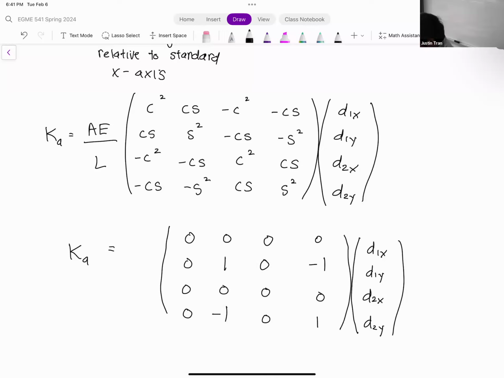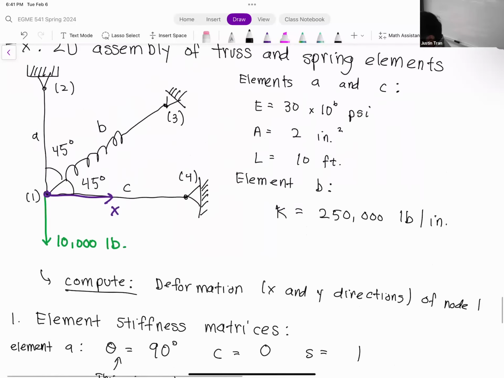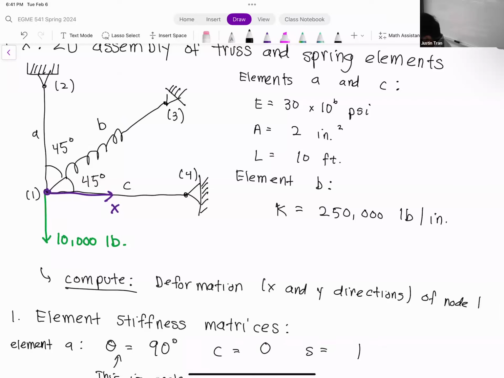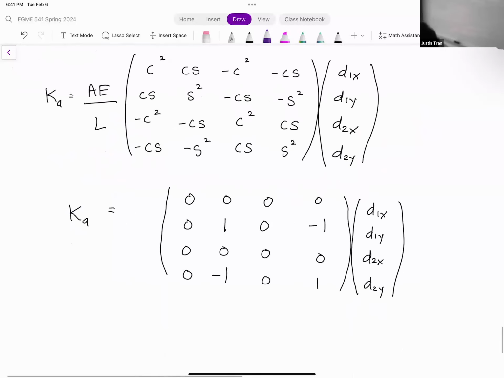A couple things before we wrap it up for today. First, I didn't forget, so let's compute A E over L. Those, of course, depend on the material properties of the element. We have to be a little careful here because we have a mismatch of units. First, our length here is 10 feet, so let's convert that to inches. 10 feet is equivalent to 120 inches. Now when we compute A E over L, everything is in the right units. We plug it in and what we get is 5 times 10 to the 5th pounds per inch. We can go ahead and put that factor out in front here.